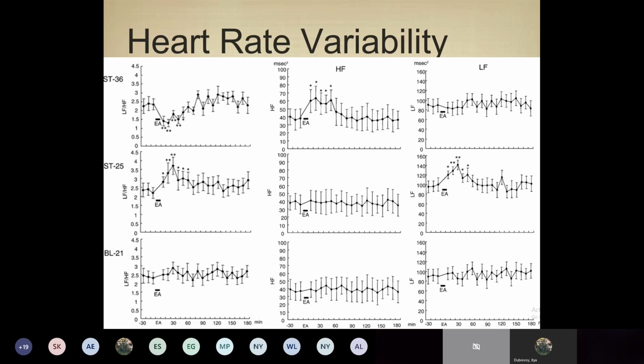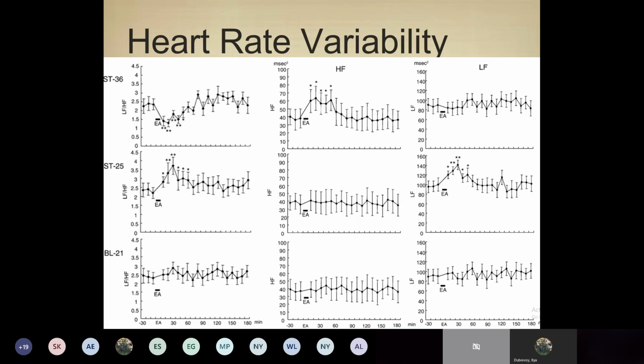This effect is not limited to GI motility. The same study measured heart rate variability in these rats and in fact measured the ratio of low frequency heart rate variability and high frequency heart rate variability.